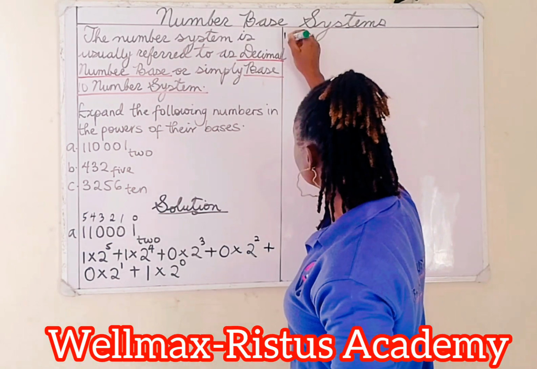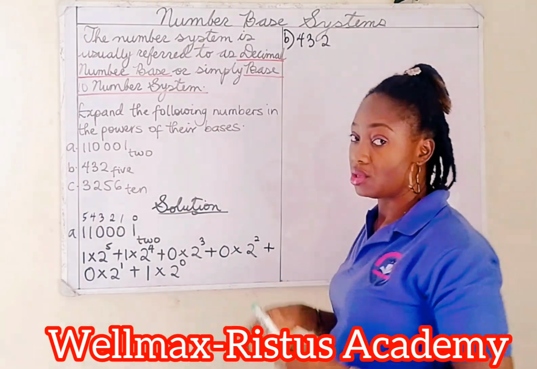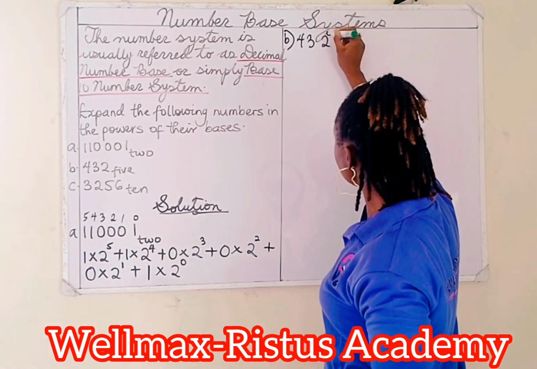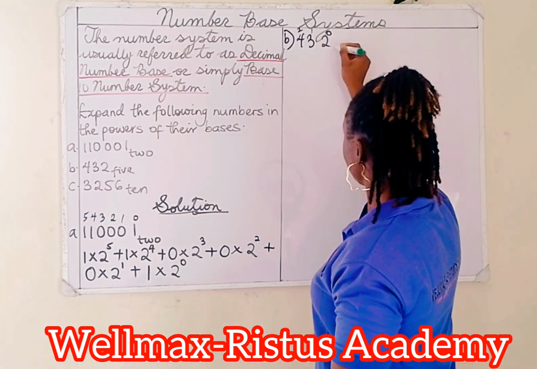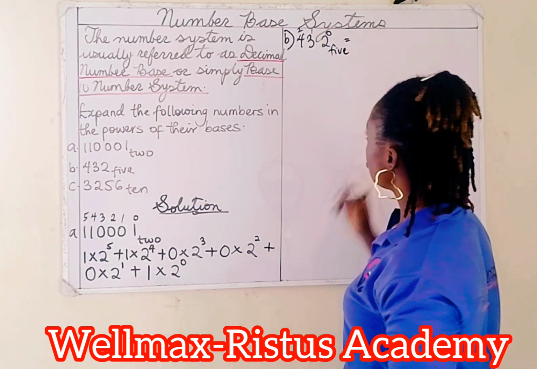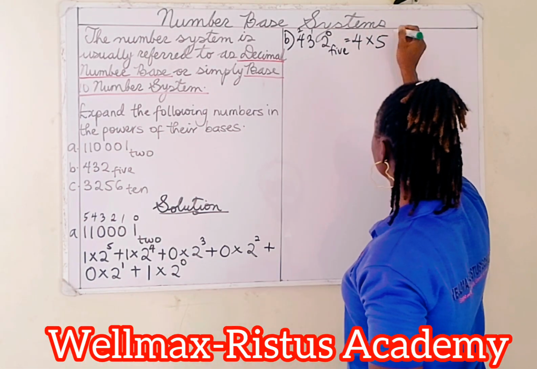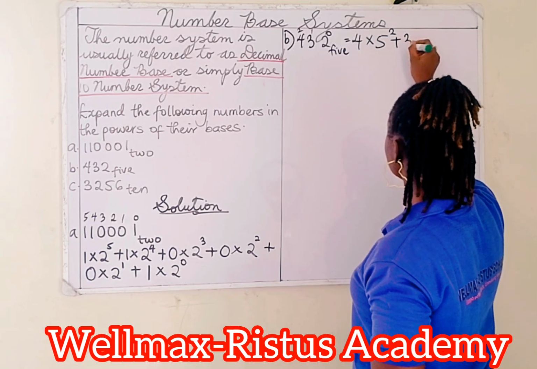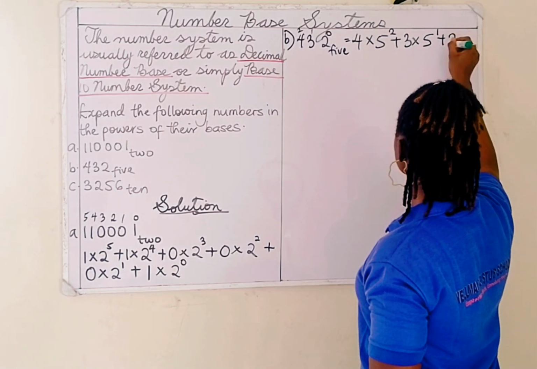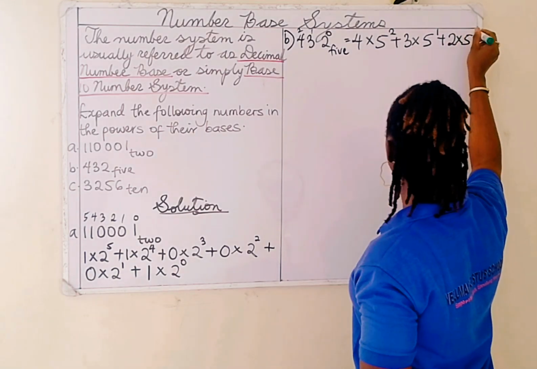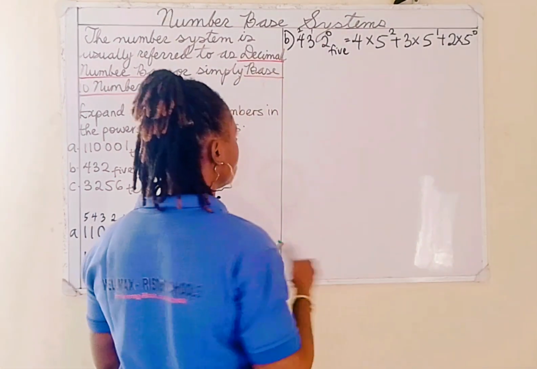Now, the next question. We have 432 in base 5. We have just 3 digits here, right? So this becomes 0, 1, and 2. And the base here is 5. So we're going to say 4 times 5 to the power of 2, plus 3 times 5 to the power of 1, plus 2 times 5 to the power of 0. And there you have it for the second question.